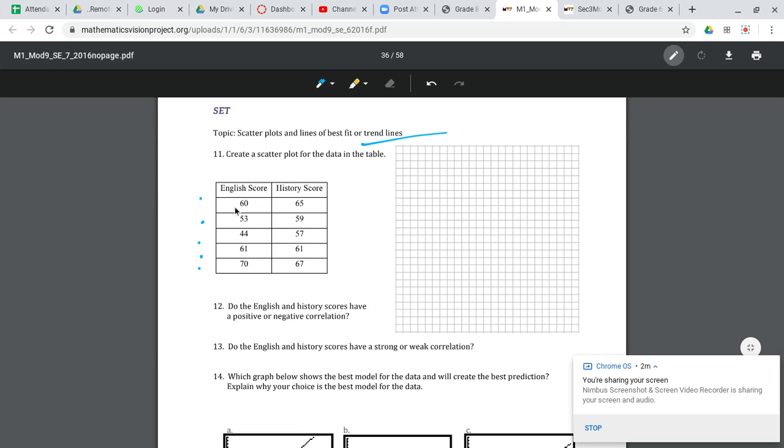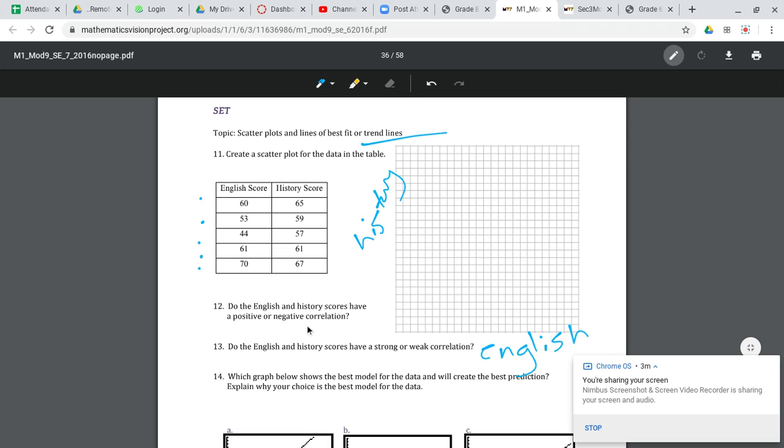So each row is an ordered pair. So you're going to have the point 60, 65, the point 53, 59. The English scores will be down here. The history will be your y-axis. So you'll draw the axes out, plot your points, and then questions 12 and 13 you'll answer about that.